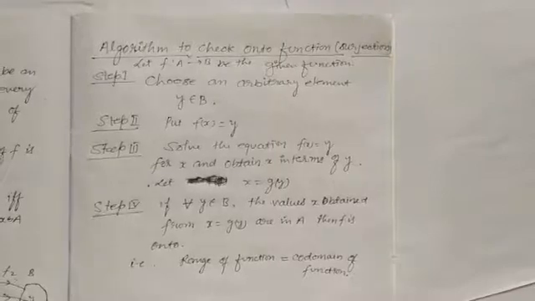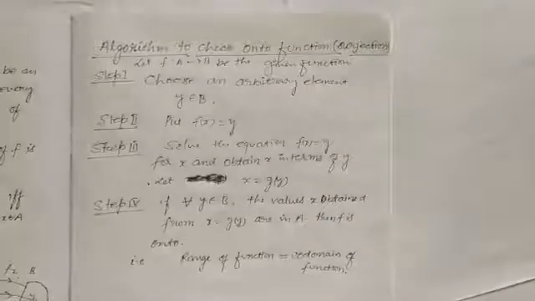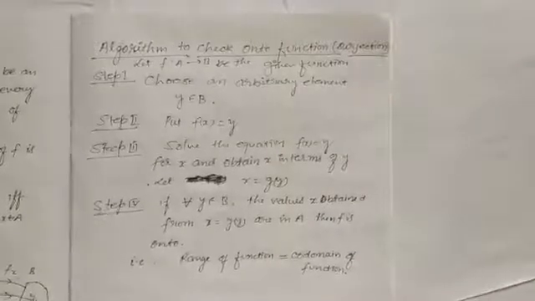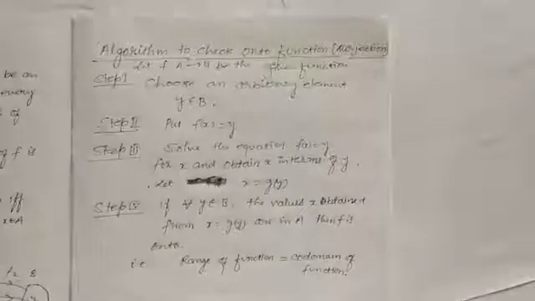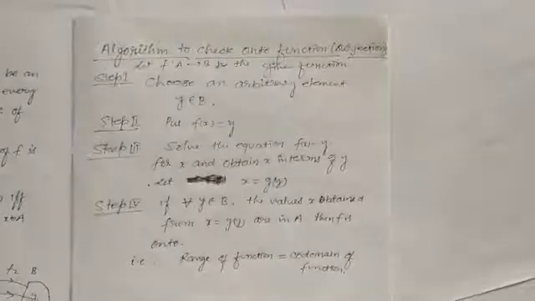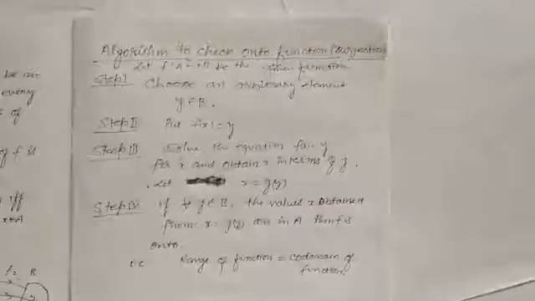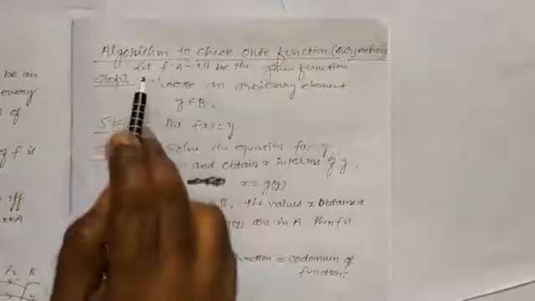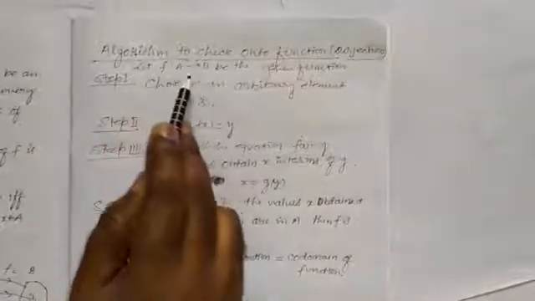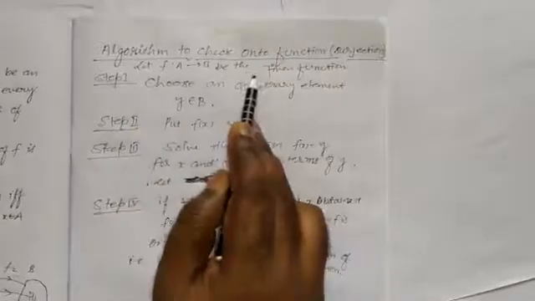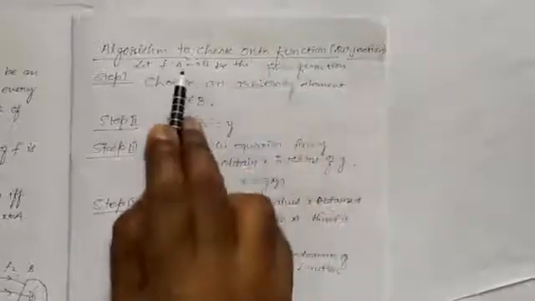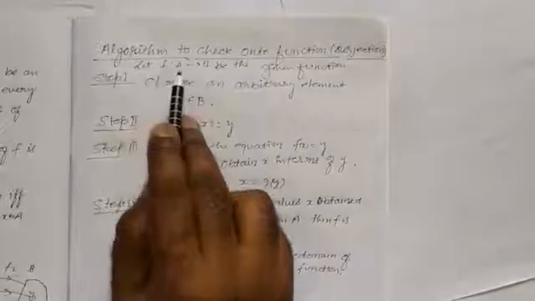How will you check whether any function is onto or not onto? Here are a few steps by which we can check. Suppose f maps from A to B is the given function, in which f is the function, A is the domain set and B is the codomain set.